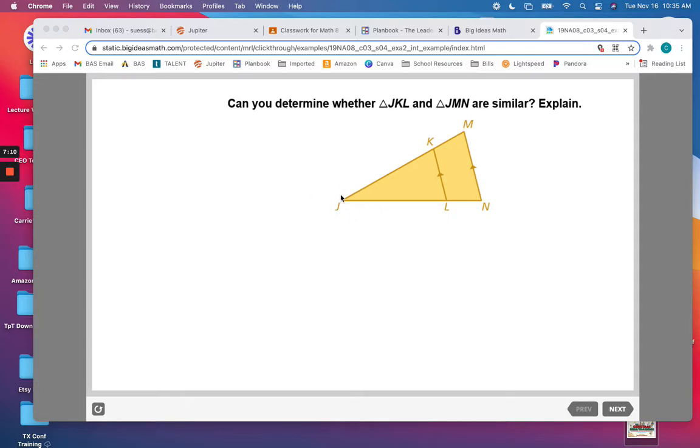Is there another one? Which one? K and M. He says K and M are similar. Are there any other ones? Aaron?